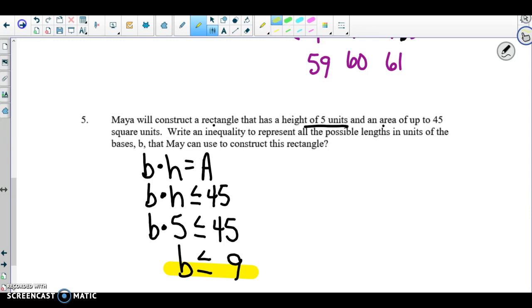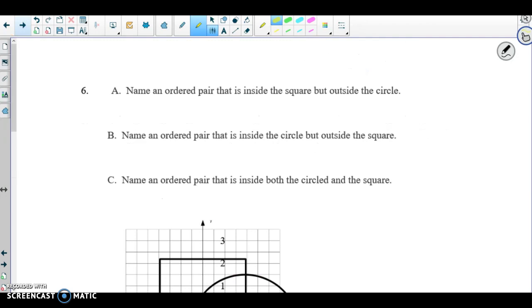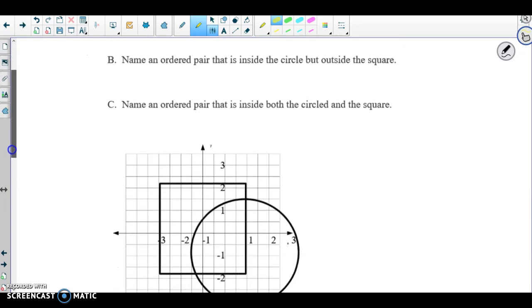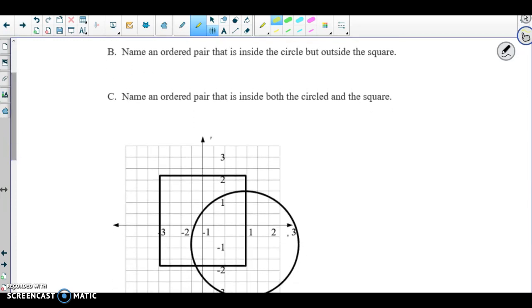All right, next page. Name an ordered pair that is inside the square but outside the circle. Okay, so we're going to look at this right here. Inside the square and outside the circle. So that means it's going to be in this spot right there, right? I'm going to erase that. Well, it's not going to come off. Okay, but in that spot right there.